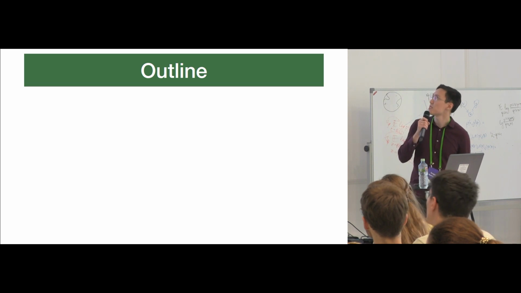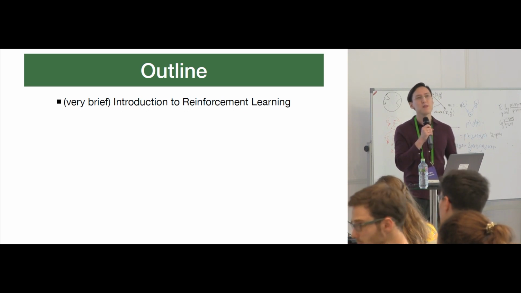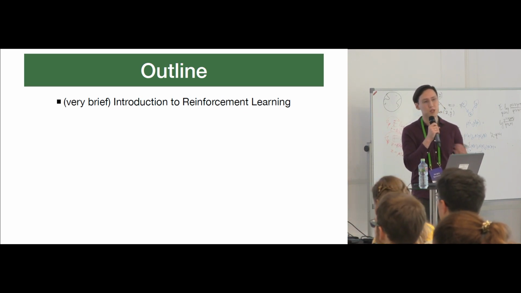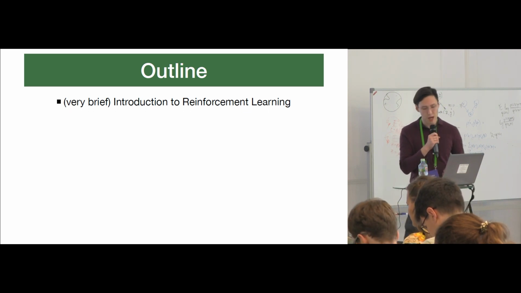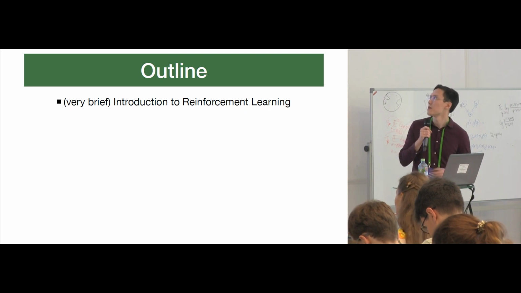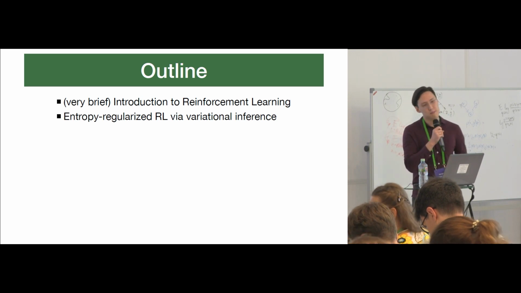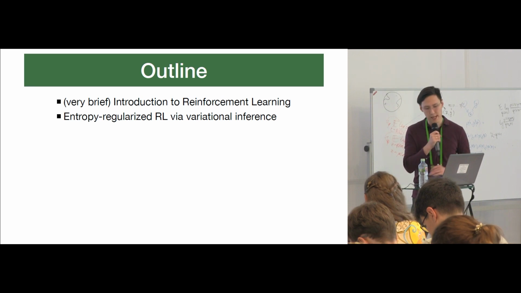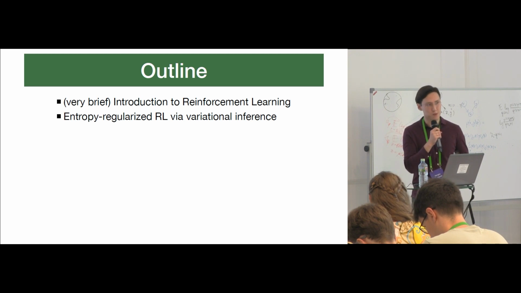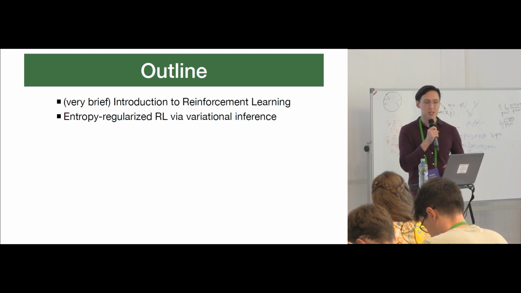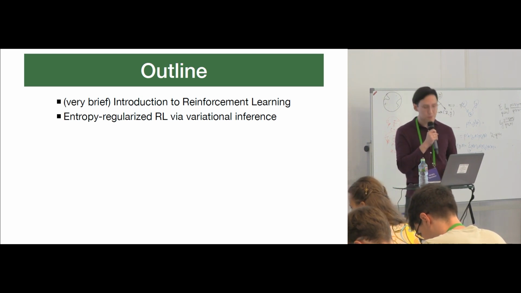So this talk will be organized as follows. First, I will make a very brief and informal introduction to reinforcement learning. We will also define the most central concept of reinforcement learning, the Markov decision process, which is used in almost all research in that field. We will also show that if we formulate this Markov decision process as a probabilistic model and apply variational inference in those models, we will obtain a well-known formulation of the reinforcement learning problem, which is called entropy-regularized.